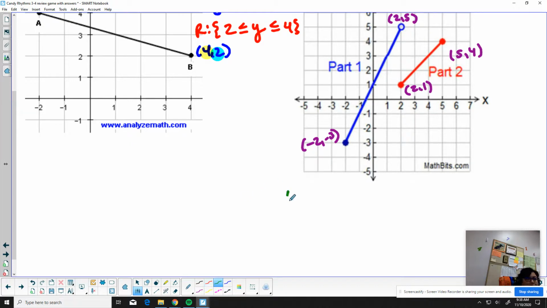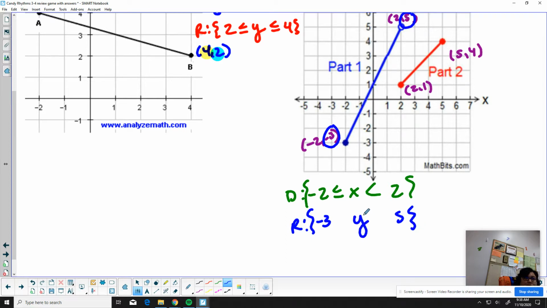Okay, so for the domain, I'm talking about the blue one. So my small number is negative 2, and my big number is 2. And it's x, and one's closed, so the negative 2 is closed, and the 2 is open, so it looks like that. And for the range, for the blue one, this time I use the back numbers, negative 3 and 5. So the small number goes in the front and the big number goes in the back. Y is in the middle. This is closed, so less than or equal to. This is open, so less than.